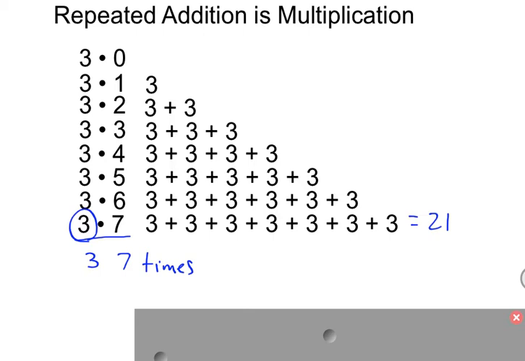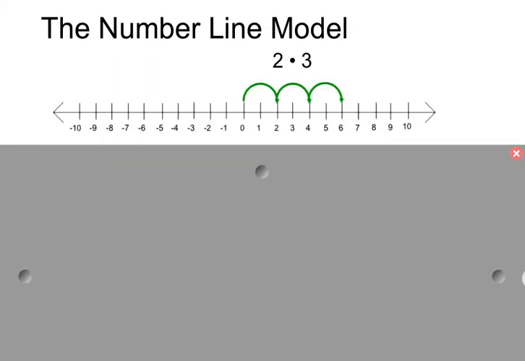And basically the number you multiply by tells you how many there are. Now 3 times 0 is special because there are no 3's. So 3 times 0 is just 0. Okay? Now, the number line model for multiplication is similar to the one for addition. 2 times 3 would be 2, 3 times. So we go 2, 3 times, and we get 6.